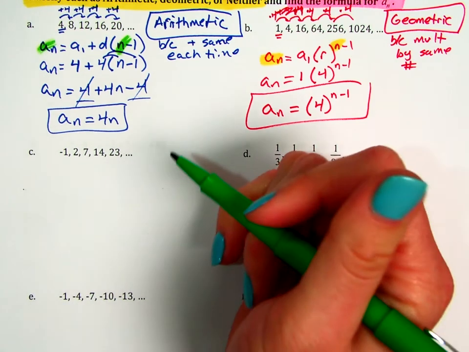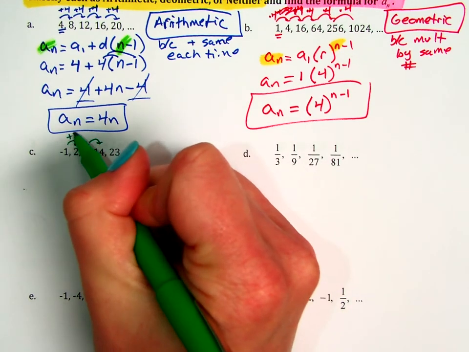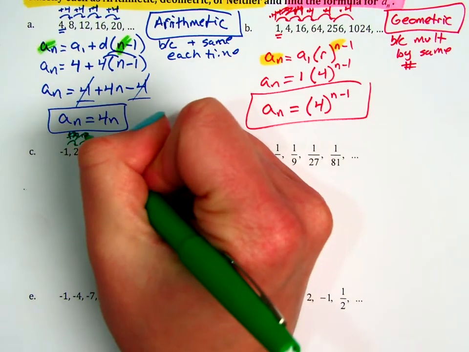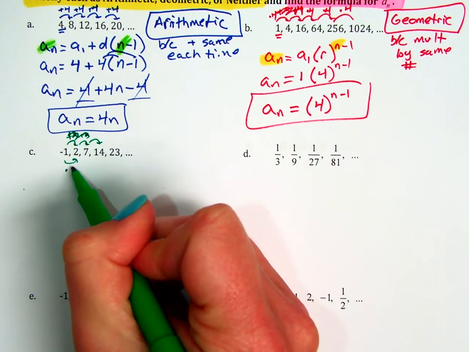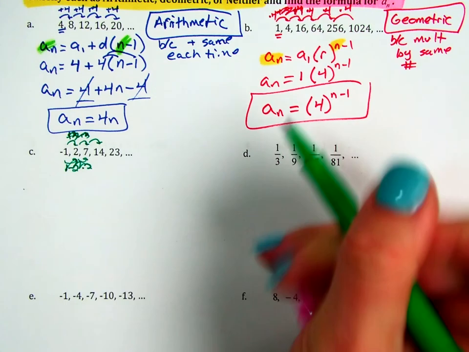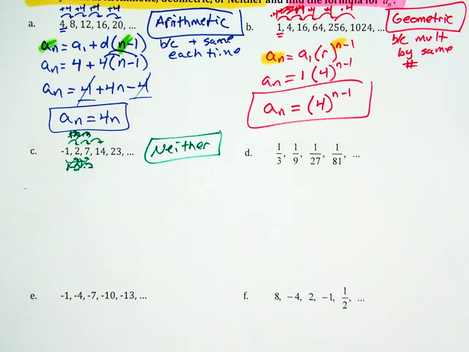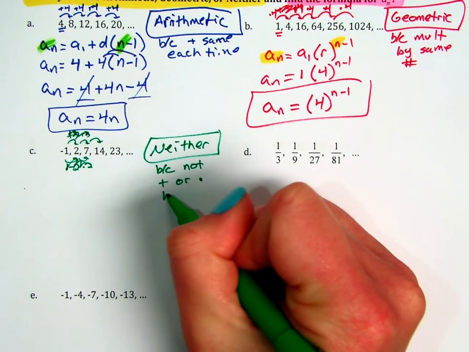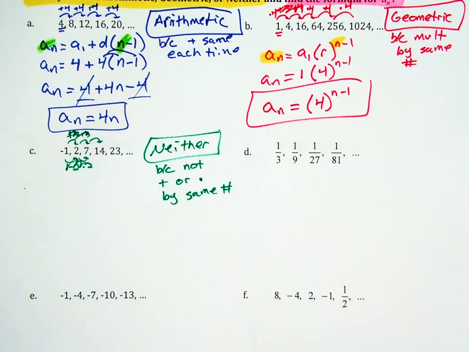Next one, again, we have to look and see what's happening to help us get from one to the next. Well, negative 1 plus 3 would get me to 2, but 2 plus 3 is not 7, so I know adding 3 is not it. How about multiplying? To get from negative 1 to 2, I would have to multiply by negative 2. But does multiplying by negative 2 get me to 7? It does not. So this one is a neither, because we can't multiply by the same thing and we can't add the same thing. So this one means we're just going to have to look for the pattern like we had done previously.